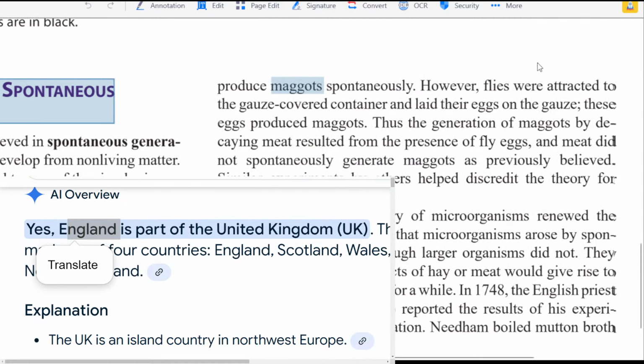However, the flies were attracted to the gauze covered container and laid their eggs on the gauze. These eggs produced maggots. The generation wait.